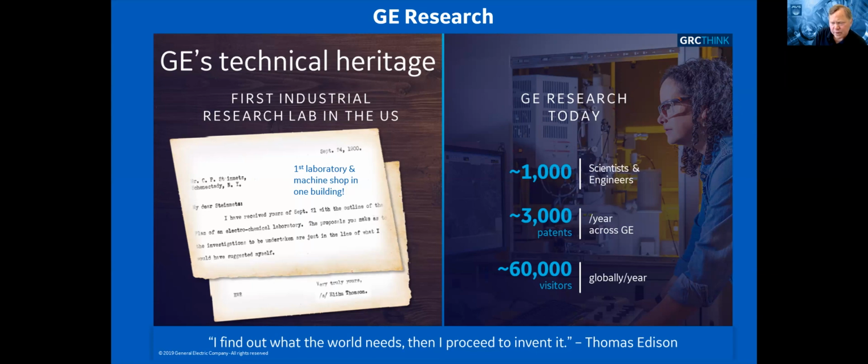So on the right-hand side of this slide, I talk about the Research Center, and these are numbers from 2019. So at that point, we had about 1,000 scientists and engineers. Right now, that number has increased quite a bit. We generate about 3,000 patents a year. In pre-COVID, we were hosting 60,000 visitors a year. Right now, we're slowly getting back to that, but there's a lot of activity and excitement cutting across the board at our facility.